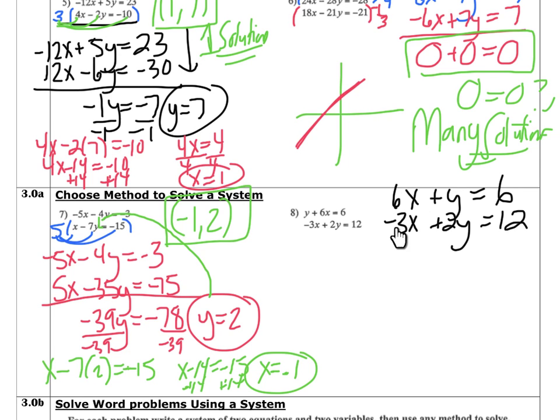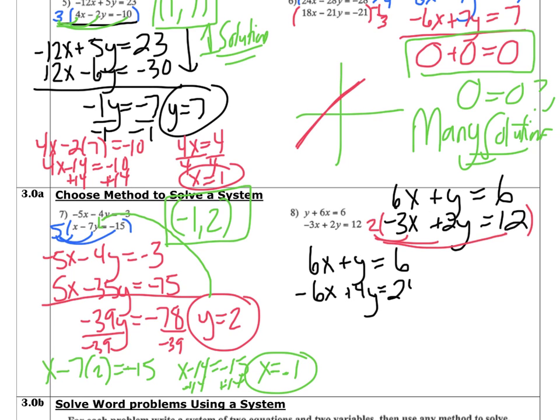They're already opposite signs. I want that to be 6 and I want this to be negative 6. So I'm going to multiply this by a positive 2. And don't forget, everything gets impacted by that. So when you rewrite it, 6x plus y equals 6. This would be negative 6x plus 4y equals 24. When you add down, x's fall out, this becomes 5y equals 30. Divide by 5, so here y is 6.